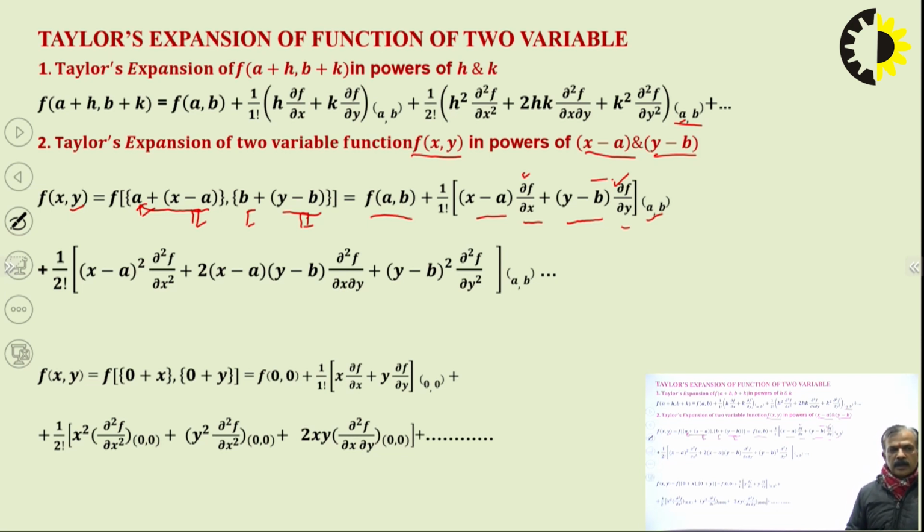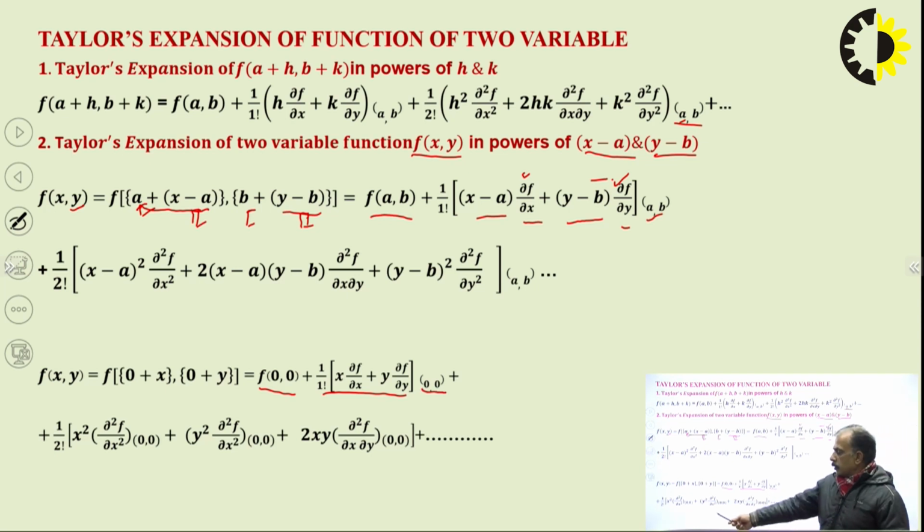So, the required formula for this function will be f of 0 comma 0 plus 1 upon 1 factorial into x into del f over del x plus y into del f over del y at x equal to 0 and y equal to 0.